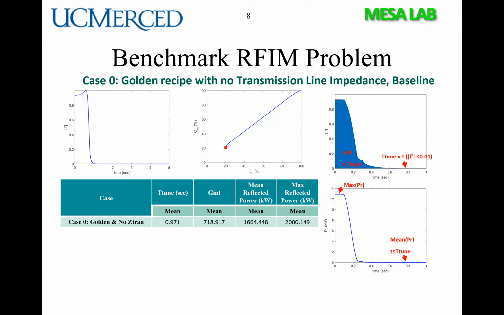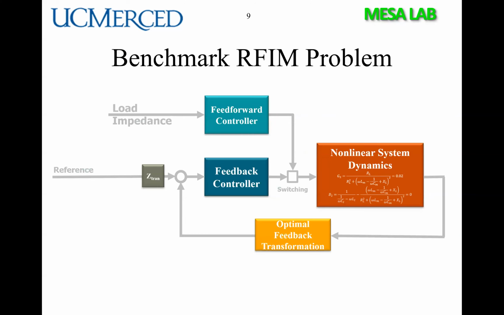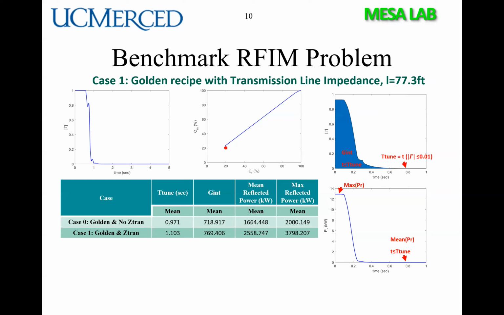If you consider case 0 with the golden recipe with no transmission line, as you can see, our starting point for the CTCM capacitors is 100%. And we have some performance metrics around 0.97 seconds of tuning time and some gamma integral, mean and max reflected power. And if we introduce the Z transmission line effect into the system in the benchmark problem, as expected, almost all of the performance metrics go bad.